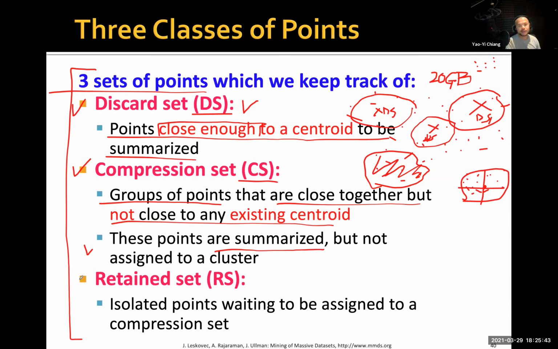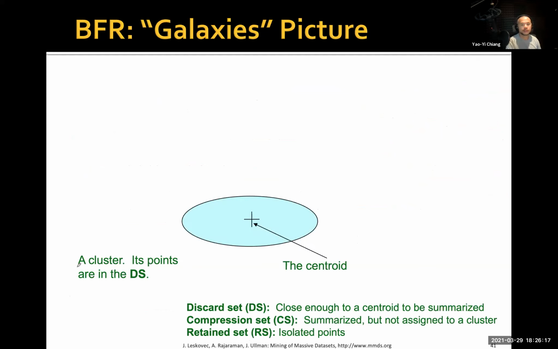All right. The last type of data points is the retained set. The retained set are the isolated points. They are not assigned to any compression set, not assigned to any DS. Maybe they're just here, far away from each other and far away from any of the clusters, right? So for these points, we are going to keep their information and we're not going to summarize them because we cannot. So let's look at one example. Say this is your centroid.